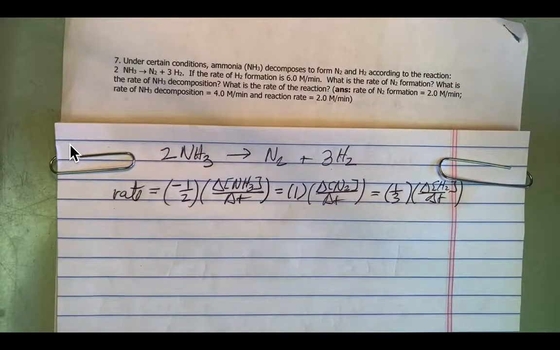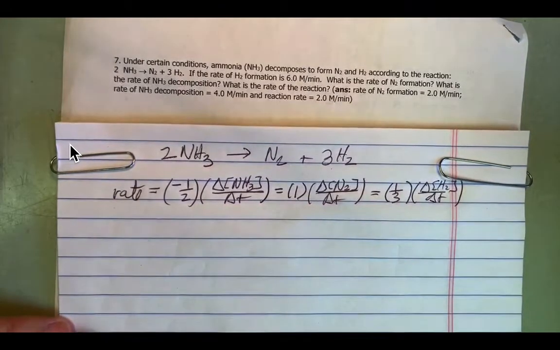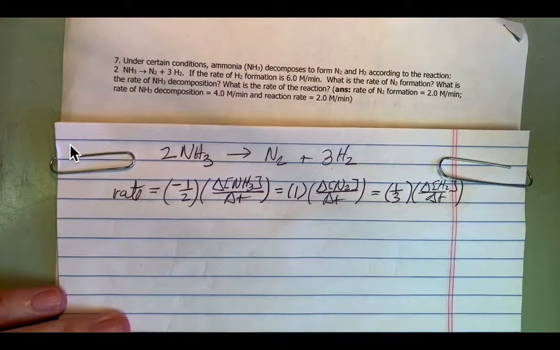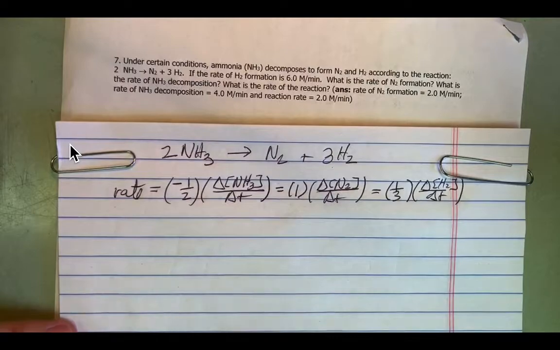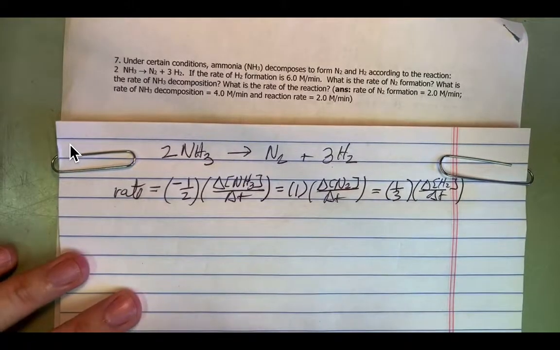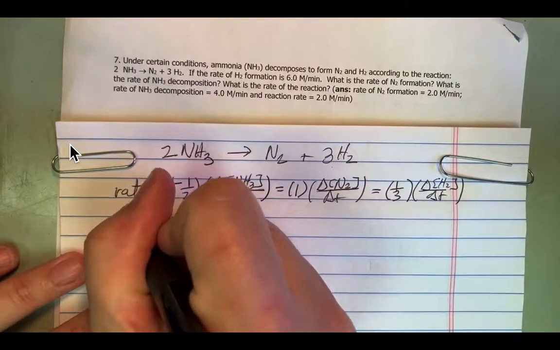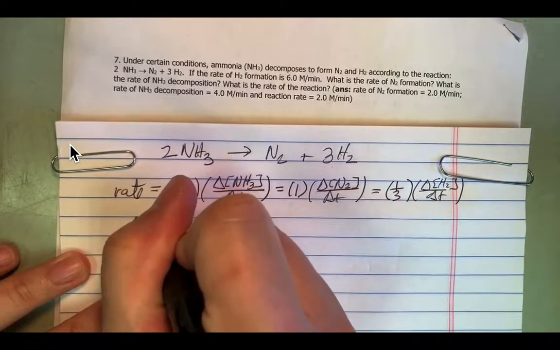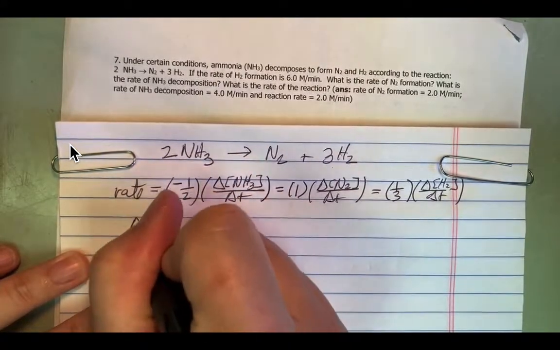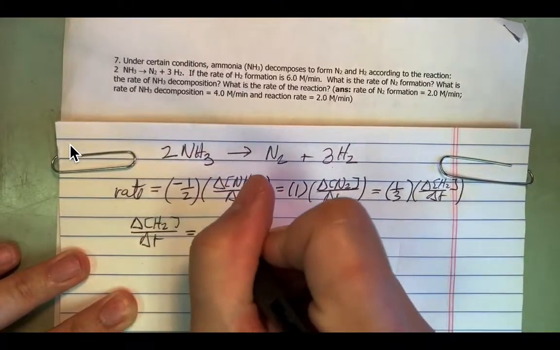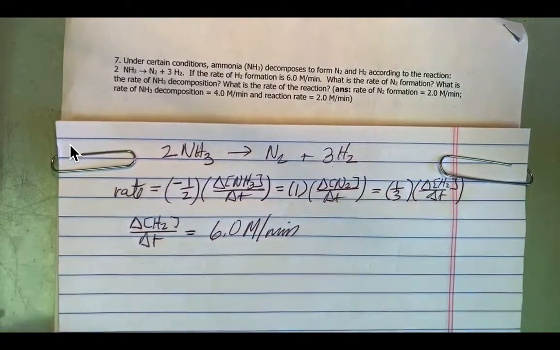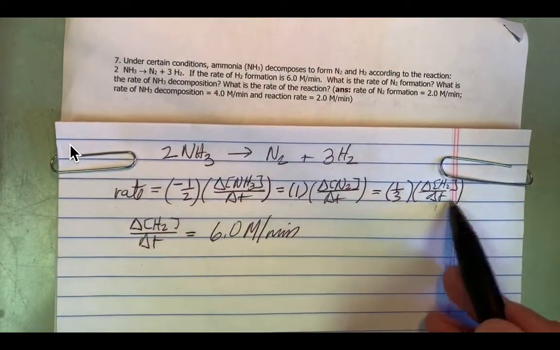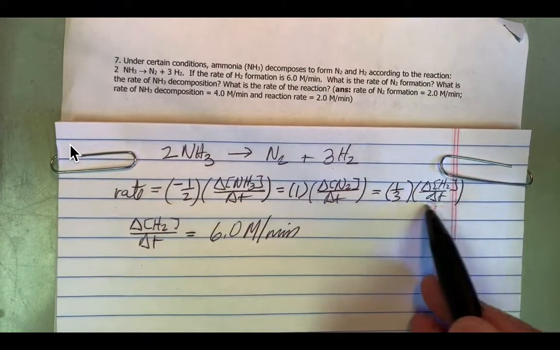Okay, and then we have to decode what's given to us in the problem. So the problem tells us the rate of formation of H2 is 6.0 molarity per minute. So it is this part. So what the problem has told me is delta H2 over delta T is equal to 6.0 molarity per minute. Okay, so it's given me this piece. Not this whole thing, just this piece.